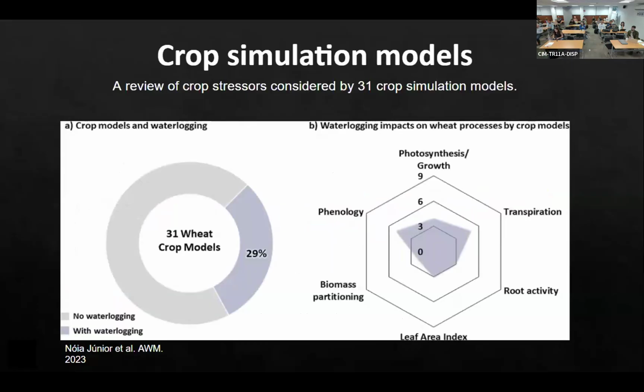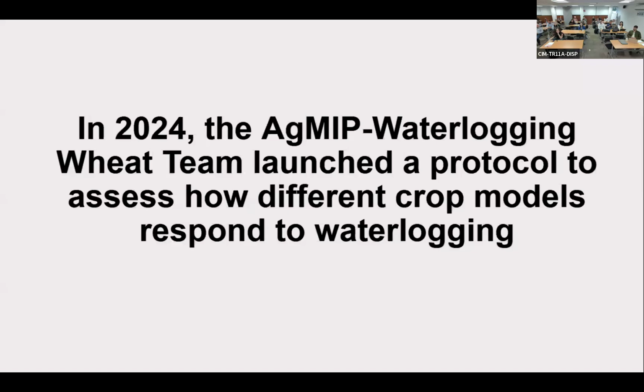And in fact, we have reviewed 31 wheat crop models, and only one third of them consider waterlogging effects. And it differs across this one third of the crop models. It differs how they consider it. Some consider impact on photosynthesis and growth, others transpiration, others root activities, others the harvest index, and it goes like that. So what our team, AgMIP, did, we launched last year a protocol to assess how different crop models respond to waterlogging.